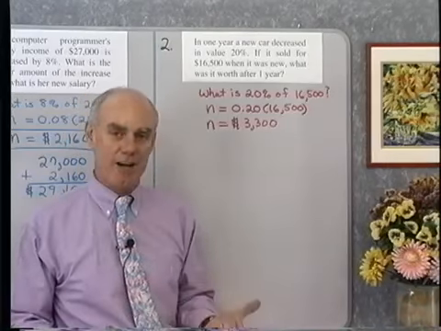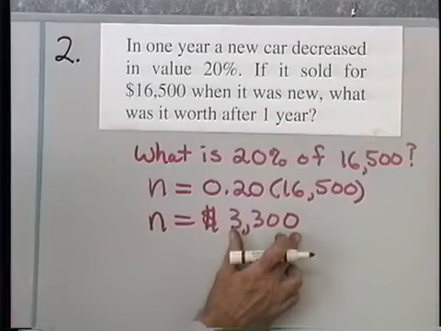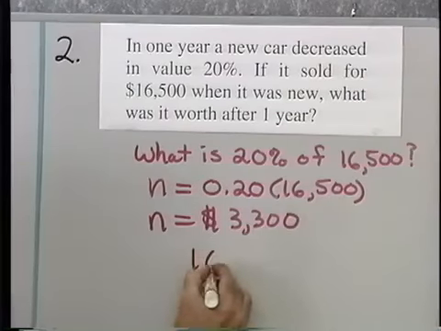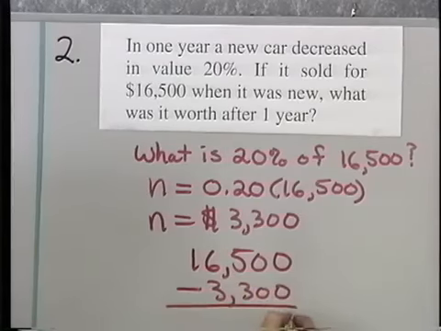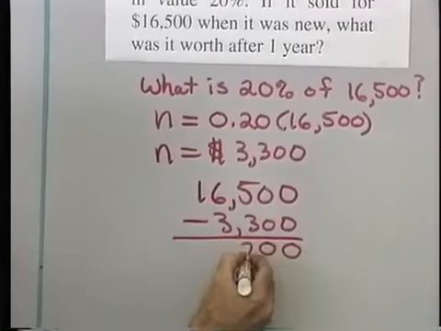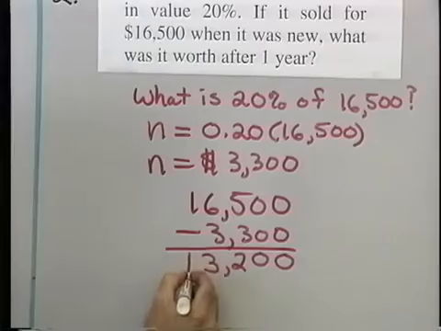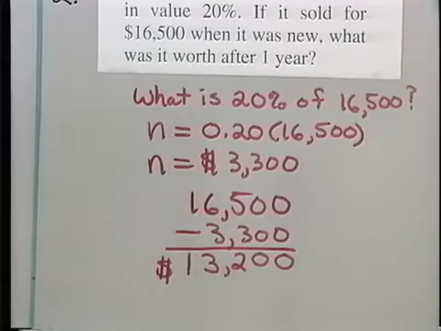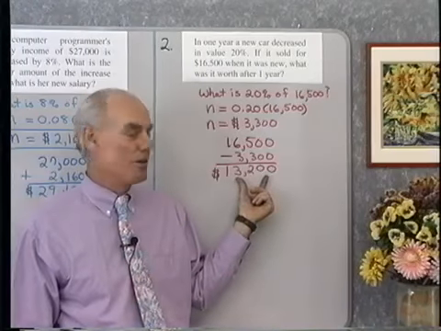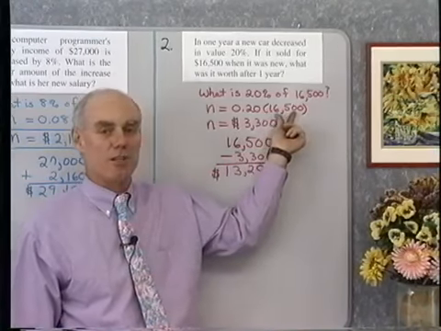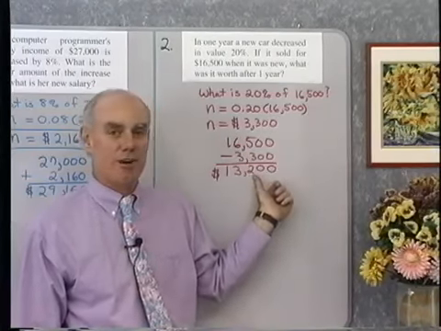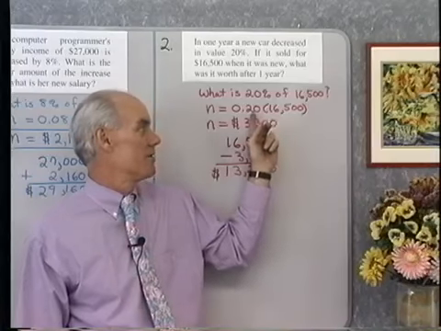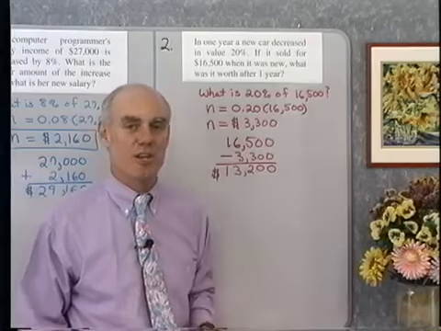Now what we want to do is find the value of the car after 1 year, so I'll subtract this 3,300 from 16,500. So 16,500 minus 3,300, I end up with 13,200. That's the new value of this car. And you see the value of the car after 1 year is 20% less than the value of the car originally, 16,500. Now another way to do this problem, if we just wanted to find the value of the car after 1 year, would be to take 80% of this, because if it decreases in value 20%, then it's only worth 80% of what it was.